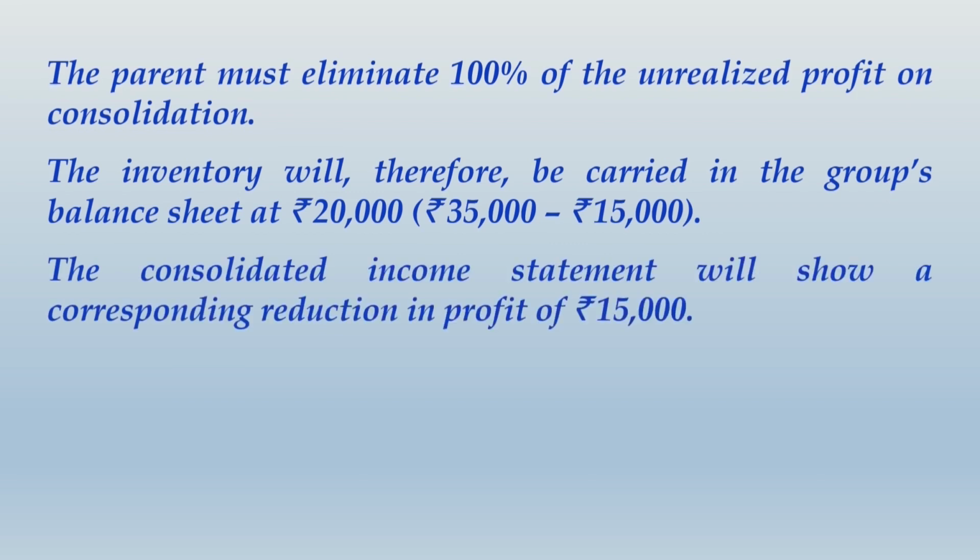The consolidated income statement will show a corresponding reduction in profit of rupees 15,000. However, when you pass the accounting entry, it will not be a direct effect on the profit. Your cost of sales will reduce by 20,000 and the sales revenue would reduce by 35,000, giving an automatic impact on profit reduction by 15,000. So let us first write down this much and then we move ahead.